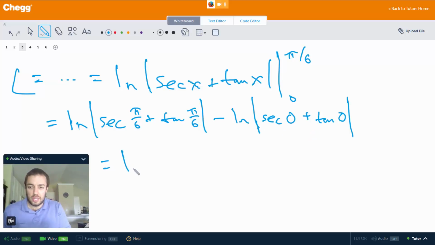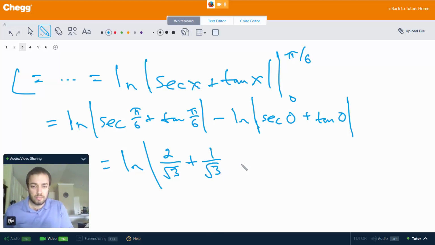So then this equals natural log of what? Well, we have to start figuring this stuff out now. Secant of pi over 6, what's the secant of pi over 6? This is just a matter of knowing the unit circle, and the secant of pi over 6 is going to be 2 over root 3, or technically 2 root 3 over 3 if you're into rationalizing the denominator. I am not. And then the tangent of pi over 6 is going to be 1 over root 3, and then minus the natural log of the absolute value of what's secant of 0. Secant of 0 is just 1, and then plus tangent of 0. Tangent of 0 is just 0.